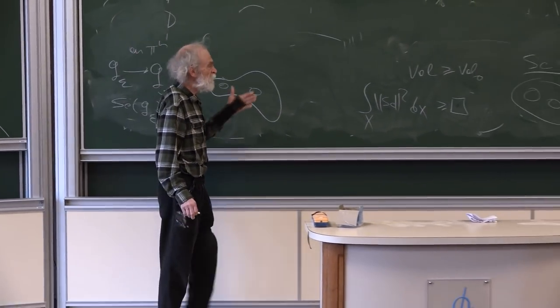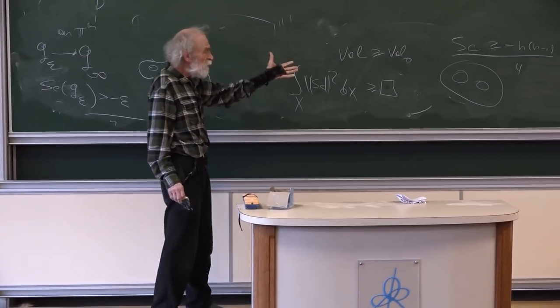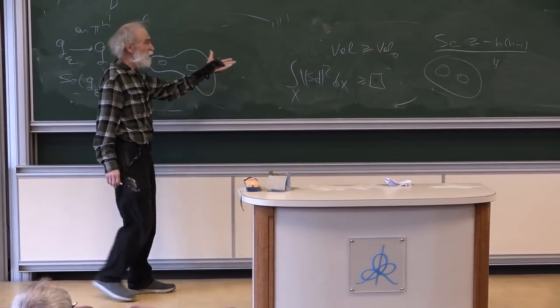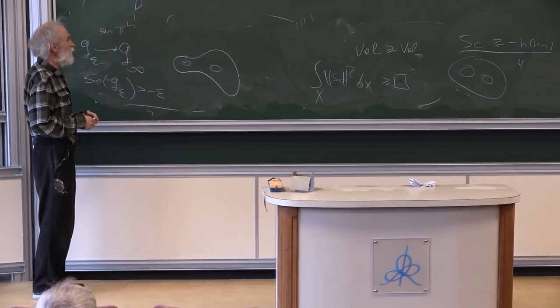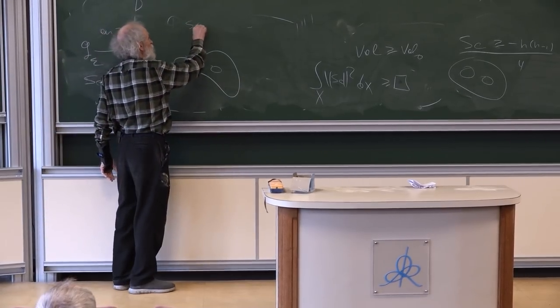And so this is one kind of problem, conjecturally what you expect geometrically, and we don't know that. And another issue, as I mentioned, is stability.